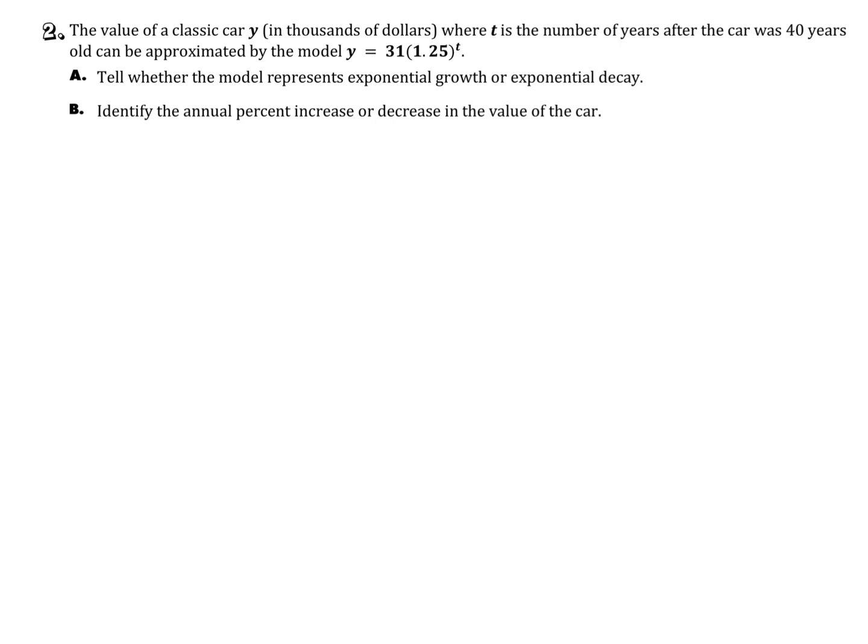All right, hopefully you had time to work through that. So I'm looking at B to tell me if I'm growth or decay. So for part A, since B is equal to 1.25, which is greater than 1, this model represents growth, which makes sense. Classic cars do increase in value once they're no longer made, the further away from the year they were made. Part B says, identify the annual percent increase or decrease in the value of the car.